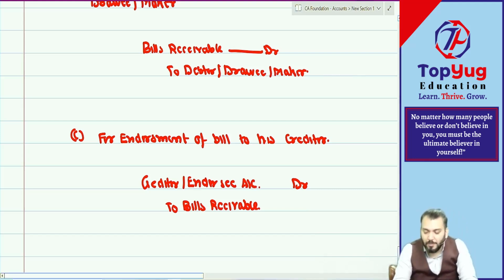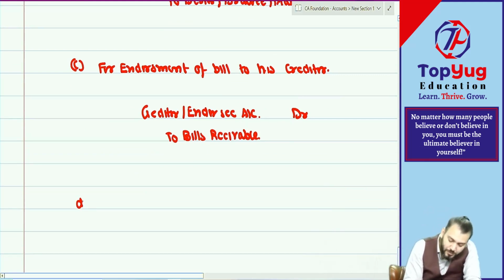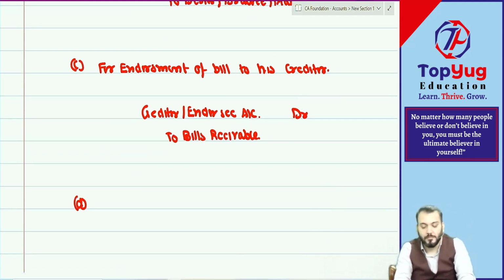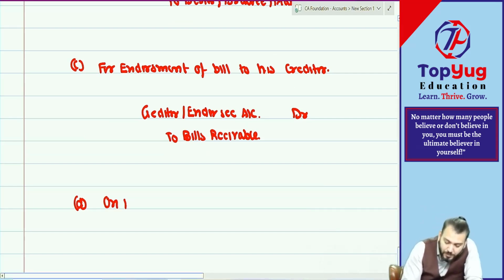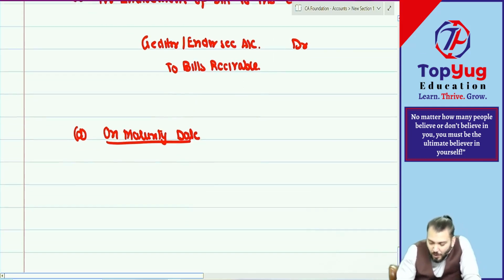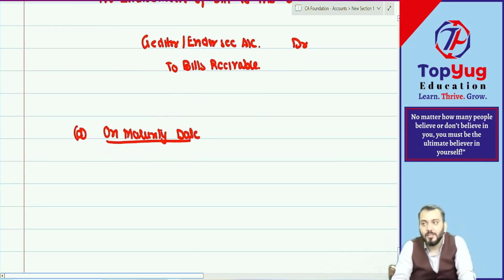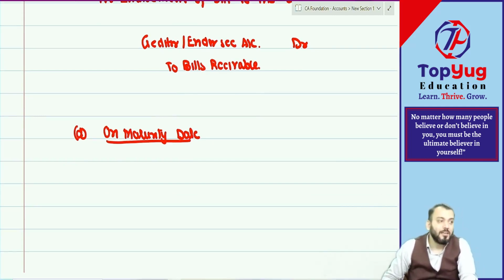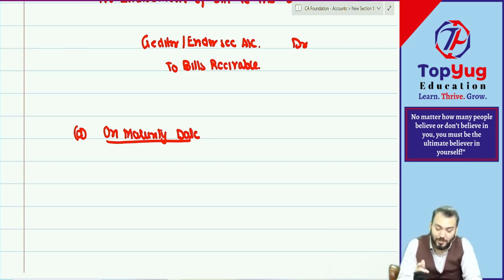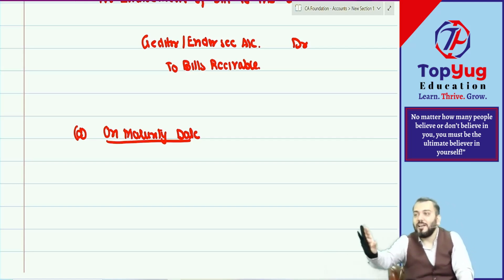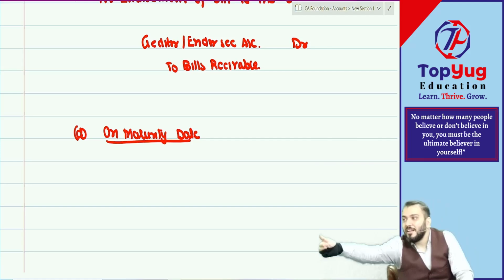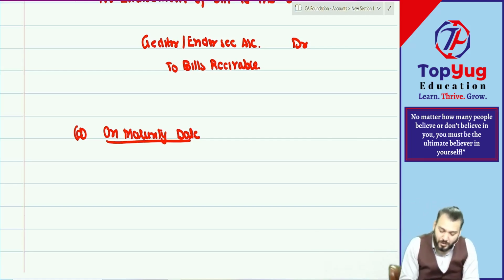Now apply your common sense. Point number D. Now what will come? The maturity date will come. Either Sita will honor or Sita will dishonor. But who will present the bill now? Ravan. But Sita may or may not pay. Understood? Now you will give me the journal entry. On the maturity date, who will present the bill? Ravan.